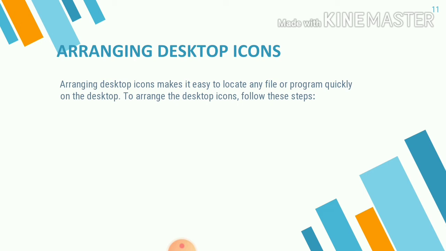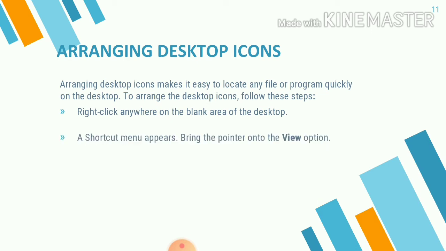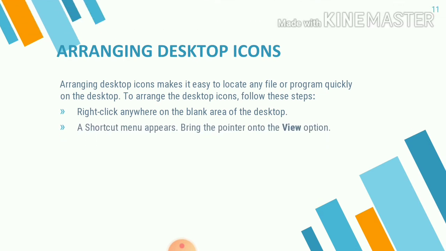So to arrange the desktop icons, follow these steps. The first step is to right click anywhere on the blank area of the desktop. You have to right click the empty space of the desktop. Then a shortcut menu appears.